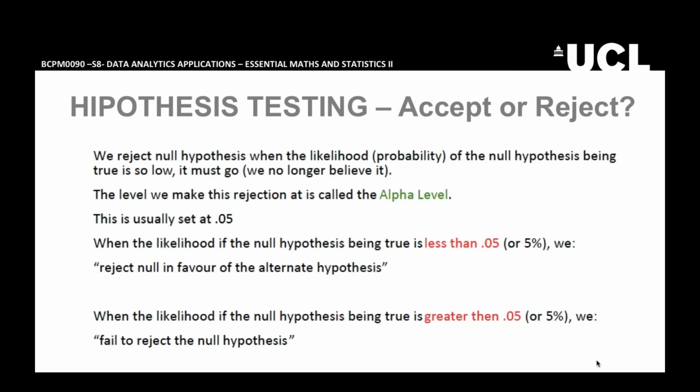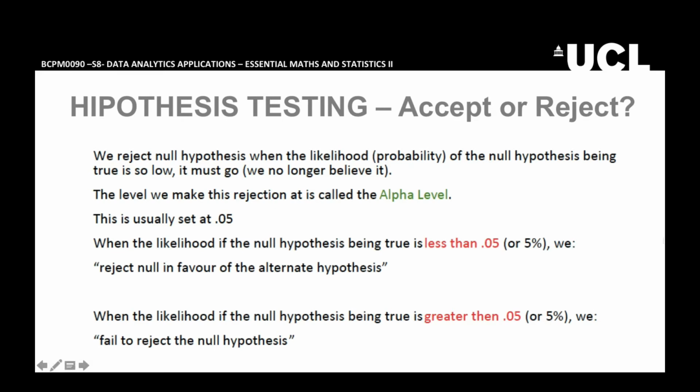So we can reject the null hypothesis when the probability of the null hypothesis being true is so low. The level at which we make this rejection is what we call the alpha level, and this usually takes the value of 0.05. So when the likelihood of the null hypothesis being true is less than 0.05, or 5%, we reject the null hypothesis in favor of the alternative hypothesis.